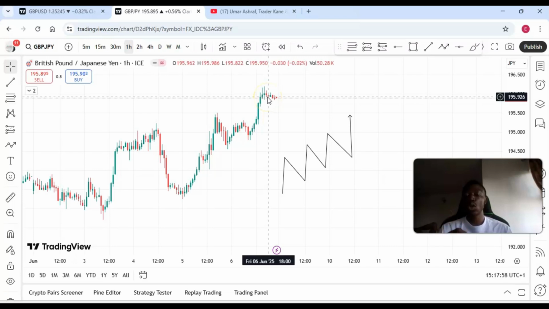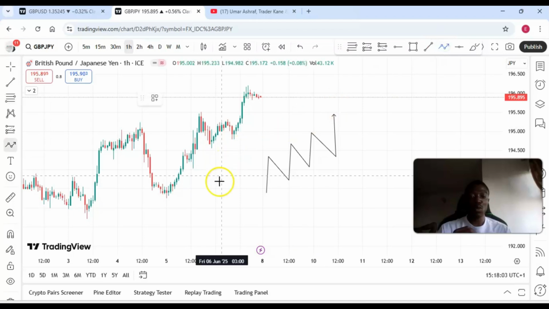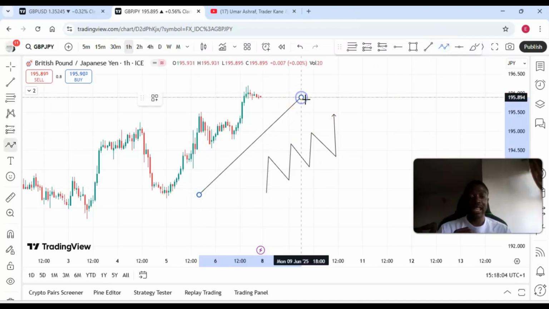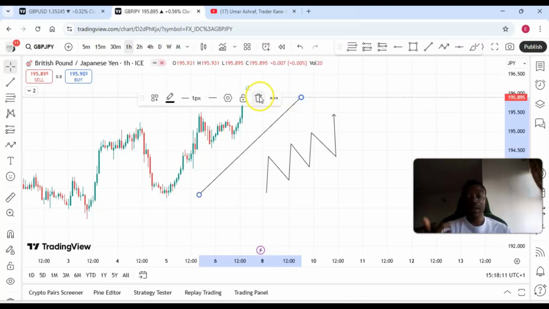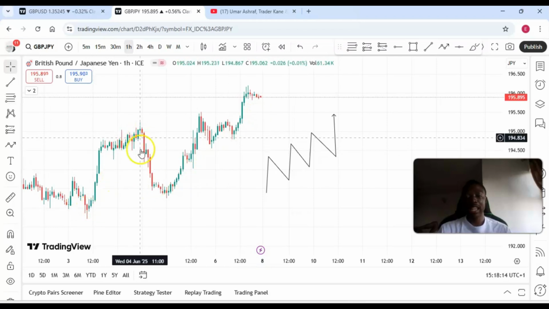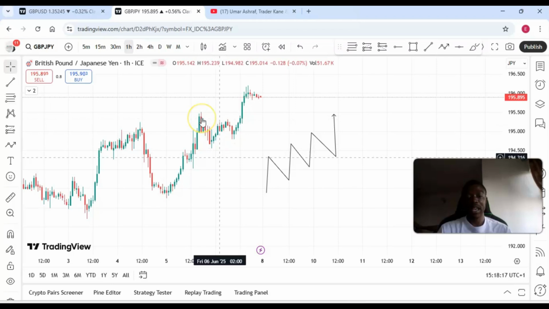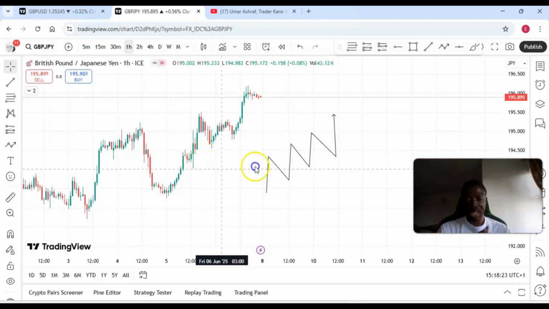So the market does not move in a straight line. If you're thinking that the market will just move like this in a straight line, then you have it all wrong. The market always moves in the form of a wave. So you have a low, you have a high, like this. You have a low, you have a high, you have a low here, you have a high, you have a higher low, higher high, higher low, higher high, just like that in an uptrend.